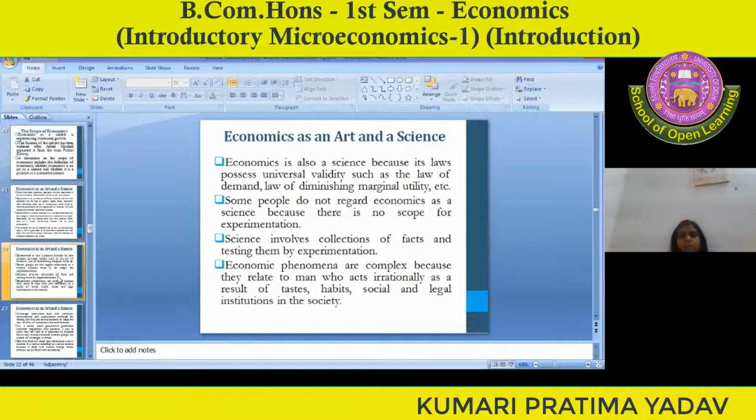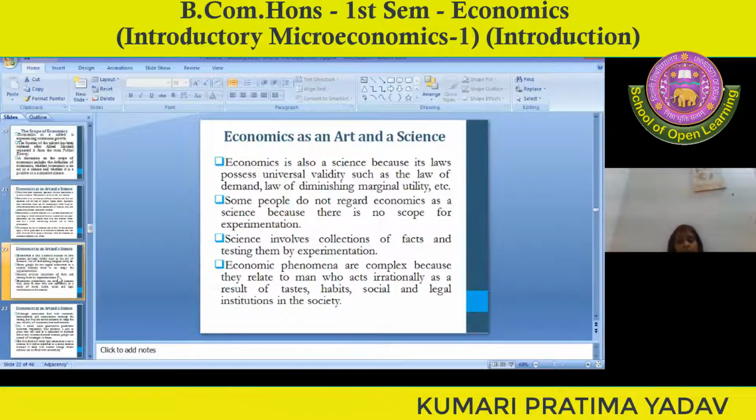So next we will go further into how it is science. Economics is also a science because its laws possess universal validity, such as the law of demand, the law of diminishing marginal utility, etc. What is diminishing marginal utility? Let's suppose I eat 5 chapatis, you eat five breads. With each bread, if you're very hungry, the first bread seems very exciting, you wanted to eat, but as your need is satisfied, your hunger is satisfied, you get less marginal utility. That is called diminishing marginal utility.